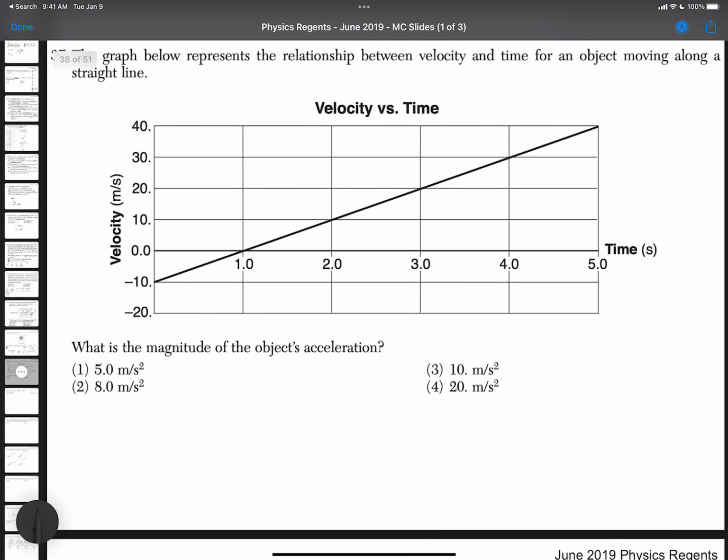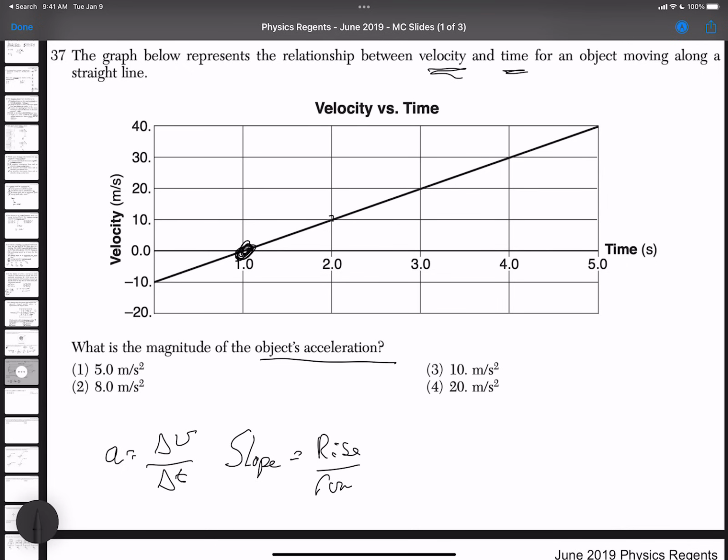All right, question 37. The graph below represents the relationship between velocity and time for an object moving in a straight line. What is the magnitude of the object's acceleration? Well, if we look at our reference table, we're reminded that the object's acceleration is equal to its change in velocity divided by the change in time over which that velocity change takes place, which in the case of a graph means you're calculating the slope. Calculating the slope is rise over run. You could pick any 2 points that you want. Why not make it easier on ourselves, and let's pick at 1 second and 2 seconds.